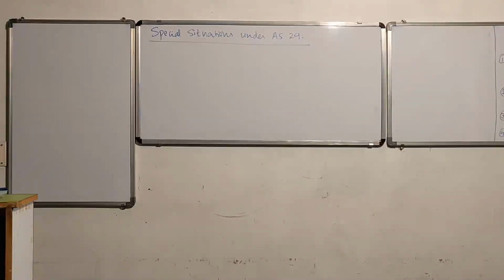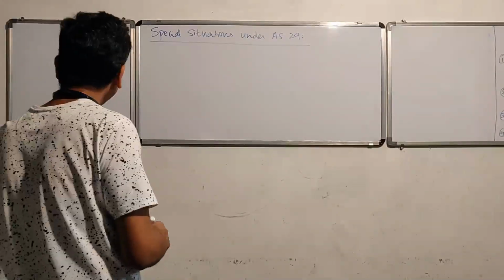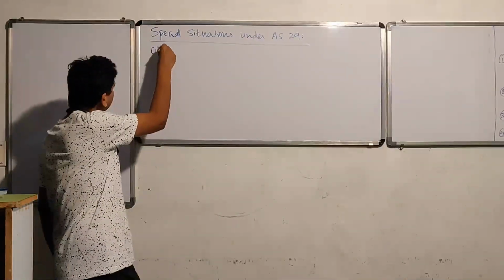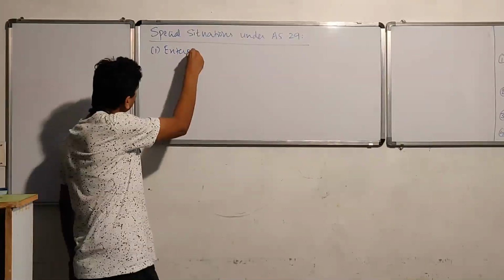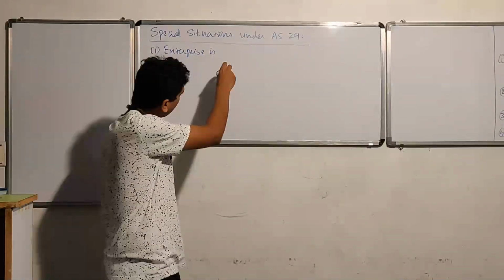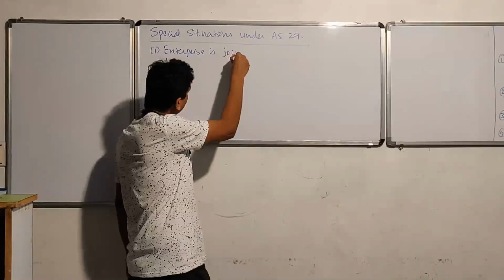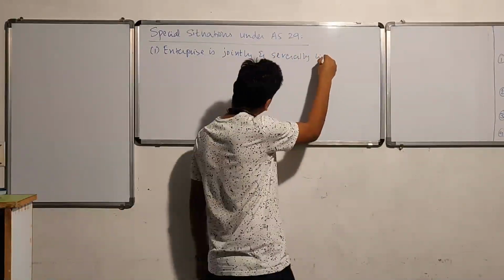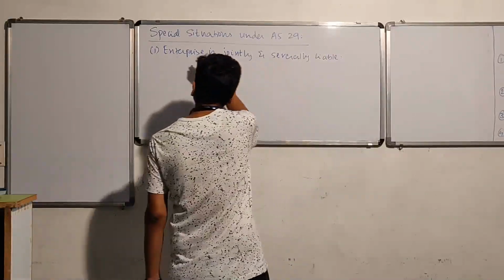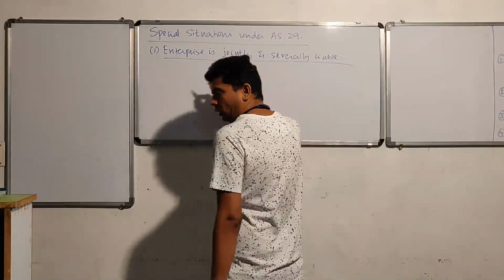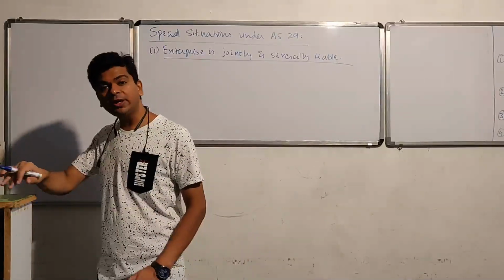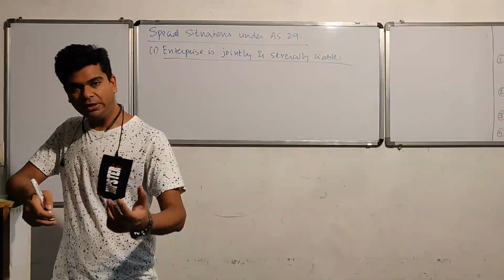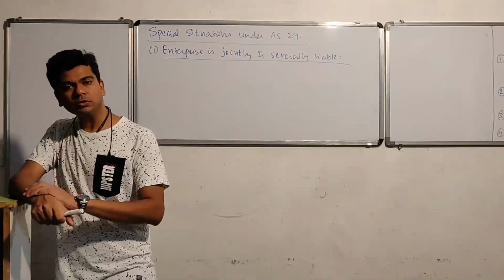Let's discuss certain special situations when we're applying AS29. Let's consider the first one: the enterprise is jointly and severally liable. What to do in this kind of situation? We realize that there is some obligation, but this obligation you are responsible for jointly and severally. What to do in this situation?